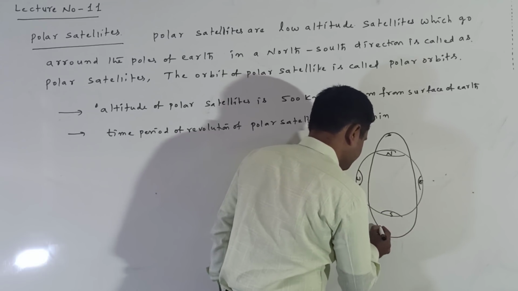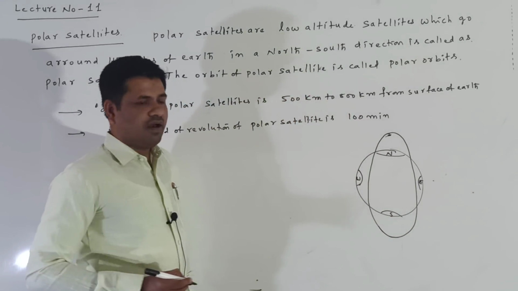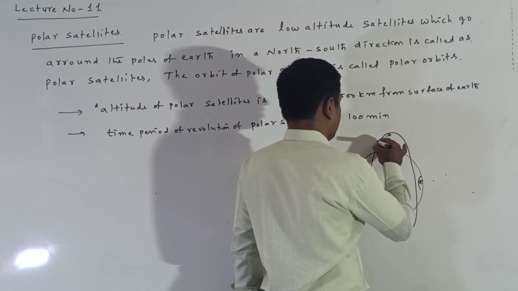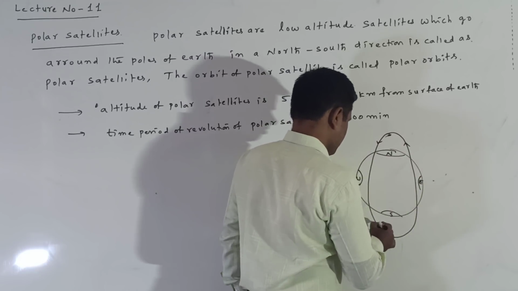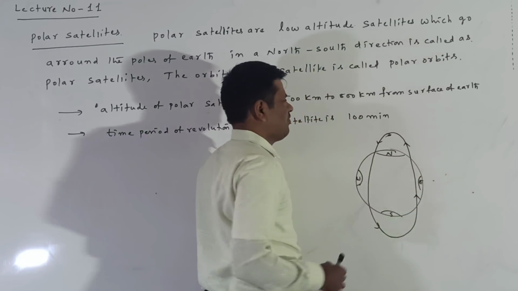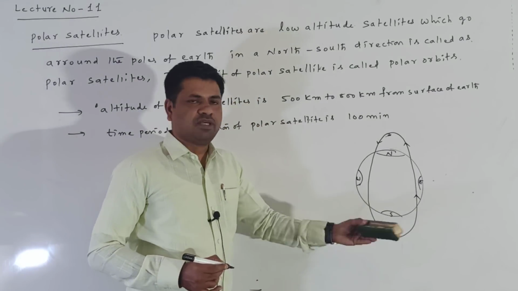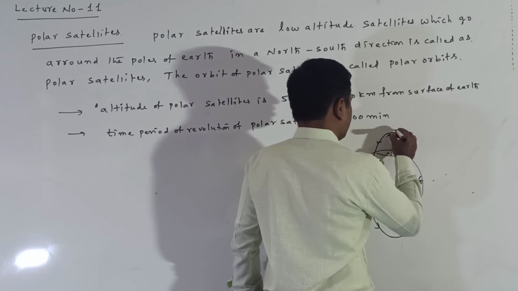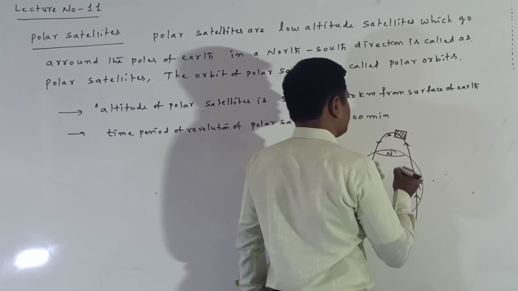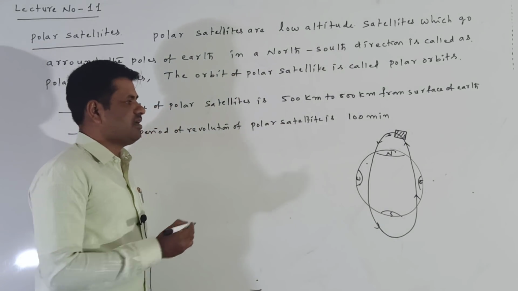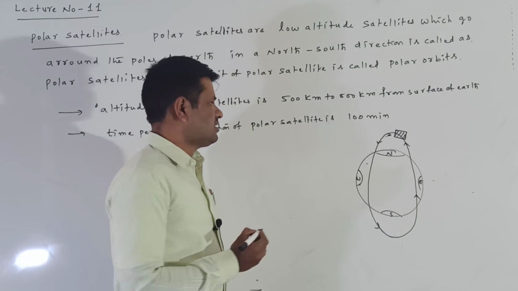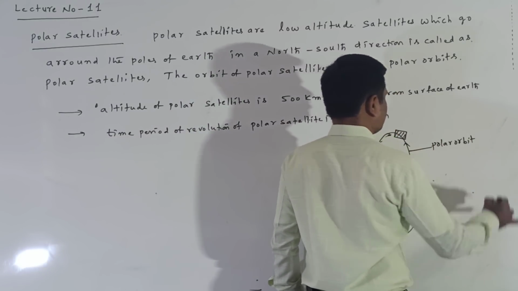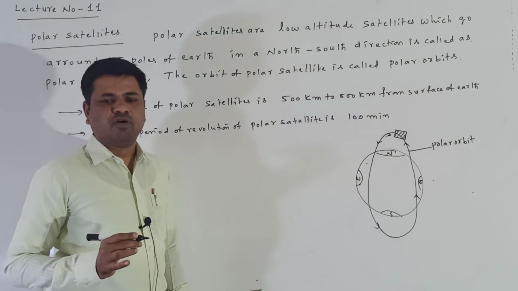Like this it is revolving. Revolving in north and south direction. It is revolving in north and south direction. Start from north and come to south here. This satellite is called a polar satellite. It is revolving in north and south direction of the Earth. This orbit is called a polar orbit.